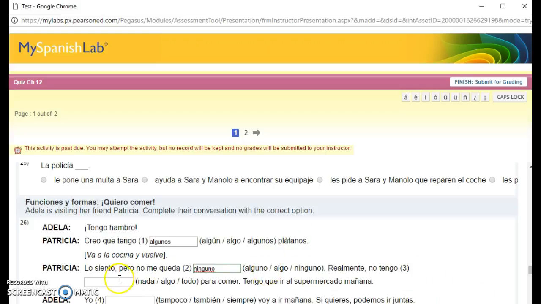Realmente no tengo, and the same thing, no tengo nada. We already have a no here. I don't have. So it's got to be a negative word, nada. I don't have anything, we would say. They say I don't have nothing. That's how you do it in Spanish. You do the double negatives.